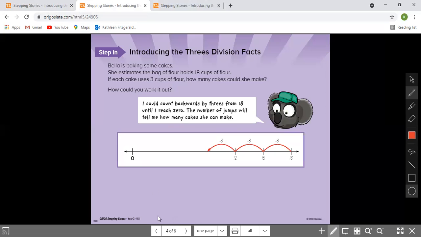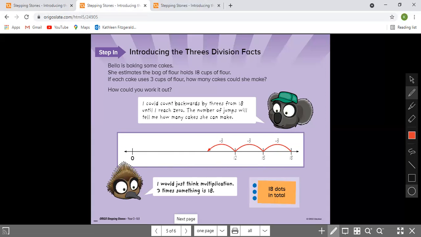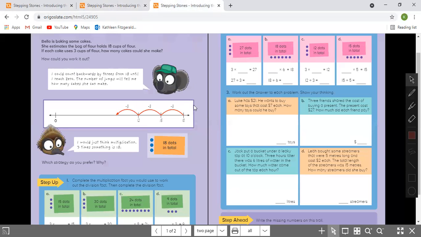Our next problem, oh, here it is with our koala doing the problem, 18, counting backwards by 3s until we get to 0, in which case there will be 6 jumps of 3, or using our 18 dots like I just showed you. Okay, that's it for now. We'll just go quickly to look at what our page looks like.